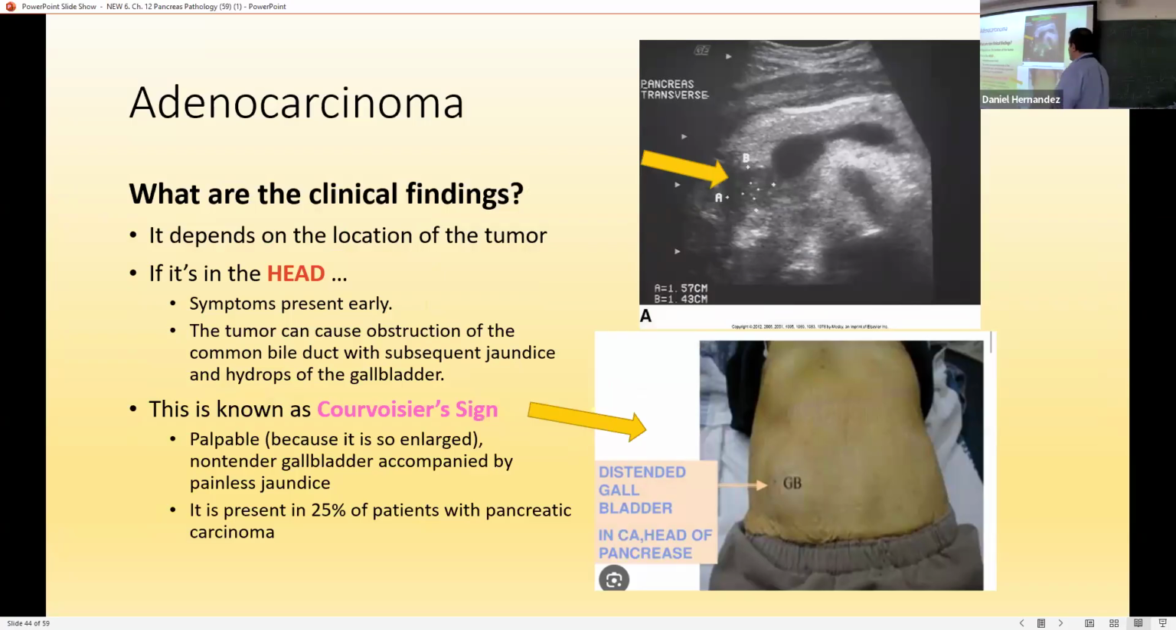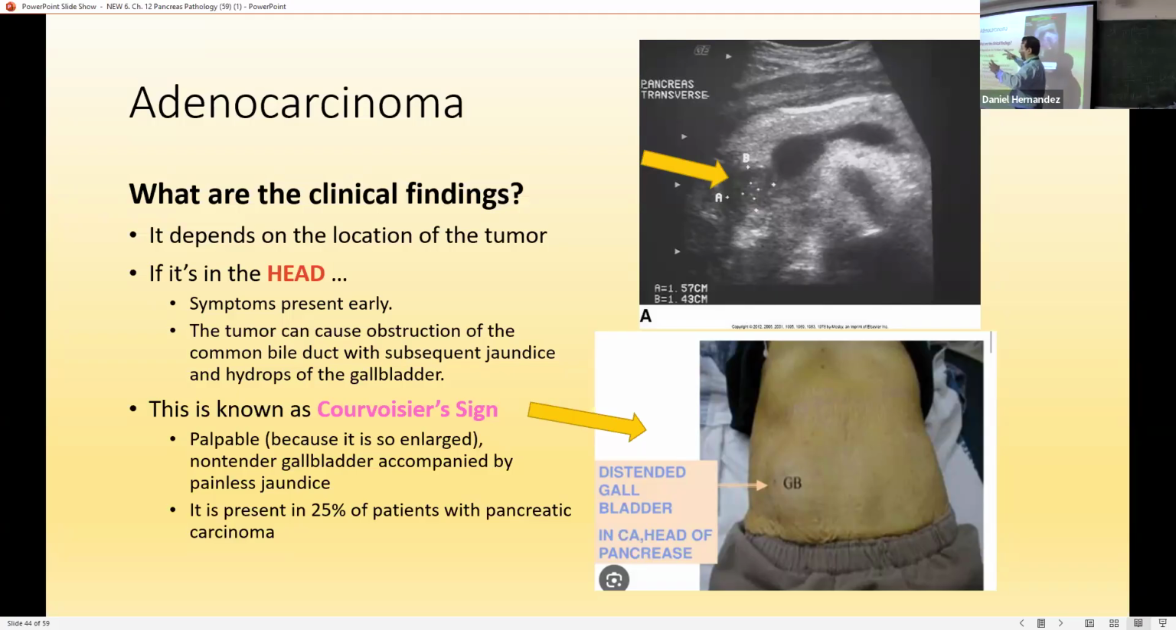So adenocarcinomas, where do we see them? What do they look like? Clinical findings can depend on the location of the tumor. Again, if it's in the head, the symptoms will present earlier than if it's in the body or tail. Tumors in the head can start to obstruct the common bile duct, and those patients will subsequently wind up with jaundice. They can also wind up with hydrops of the gallbladder.